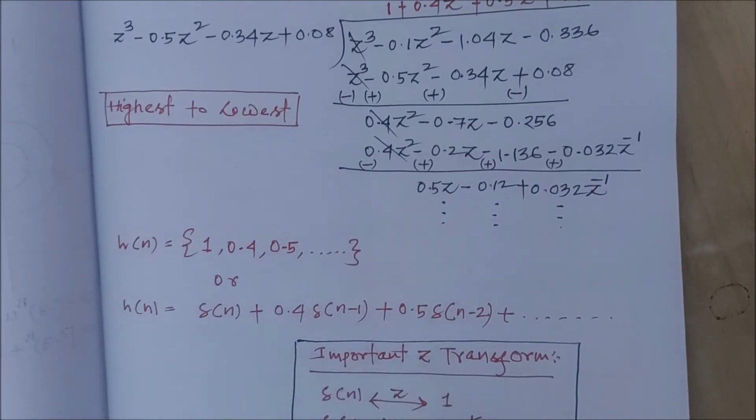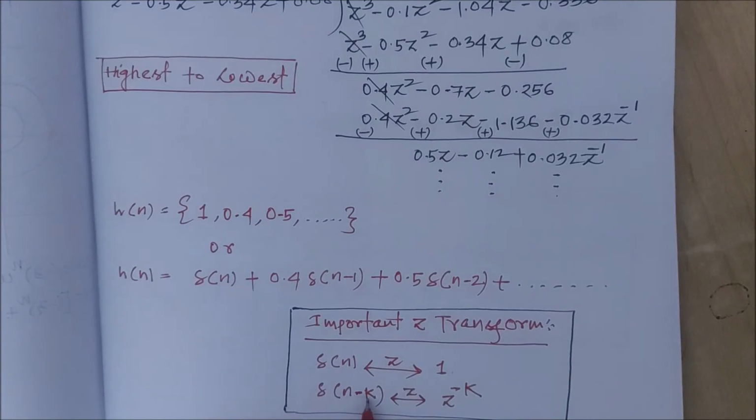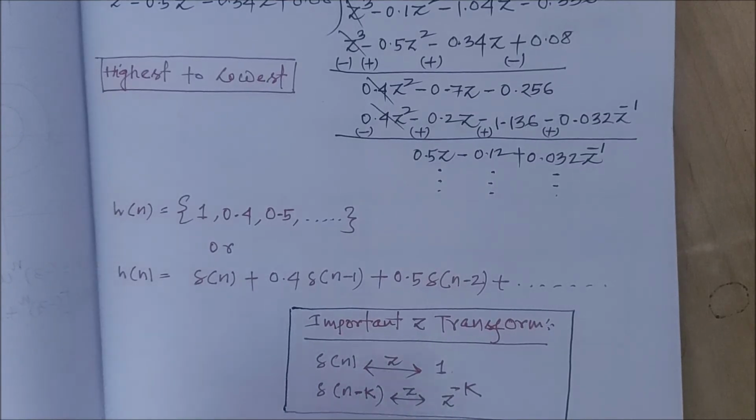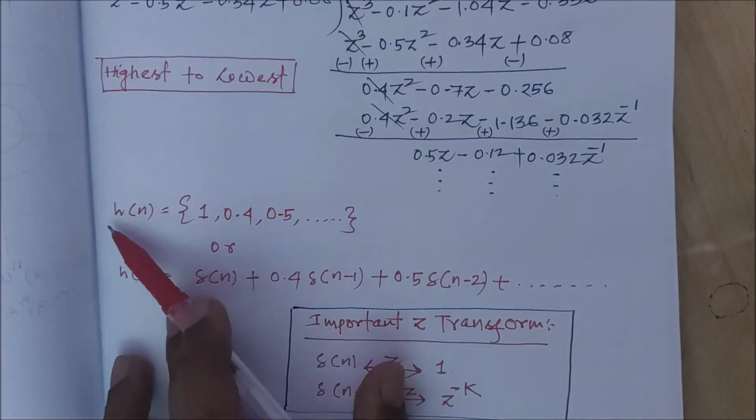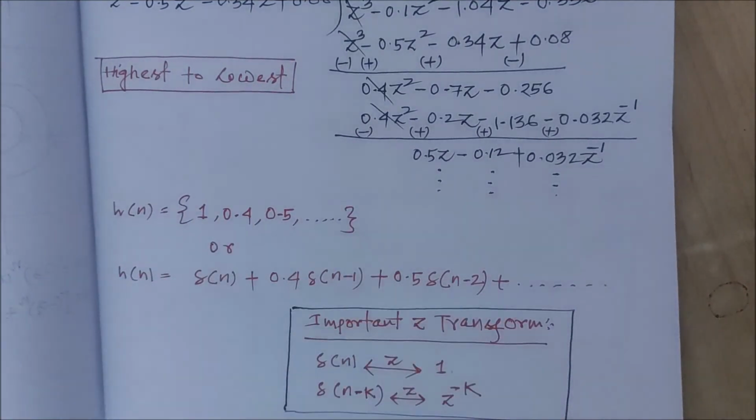So basically to solve this particular question we need to remember two important Z transform pairs: the Z transform of del of n is always equal to 1, and the Z transform of del of n minus k is always equal to z to the power minus k, which is a shifting property of Z transform, and the same property is used here. So finally the inverse Z transform is h of n in the form of impulses and in the form of list.